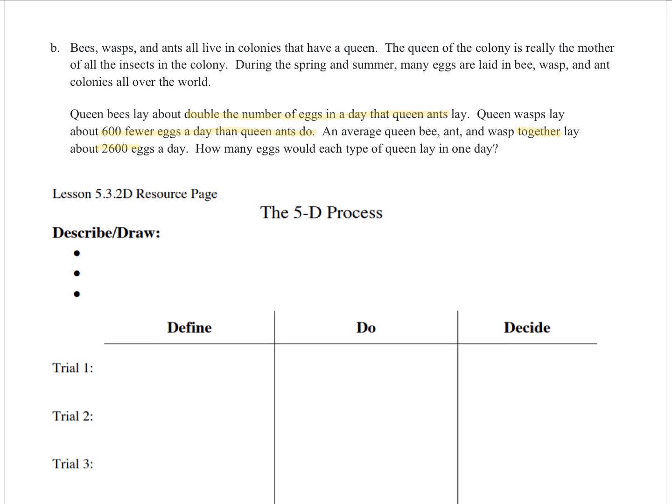All right, so we are given information about the number of eggs that a queen bee lays and the number of eggs that a queen wasp lays. So what information are we missing? We're missing the number of eggs that a queen ant lays. But notice how in the problem, the number of eggs that a queen bee lays is given to us in relationship to the queen ant, and the number of eggs that a queen wasp lays is given to us in relationship to the number of eggs that a queen ant lays. So that should tell us that the queen ant is our starting point.